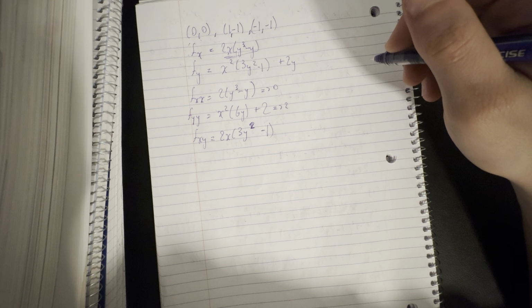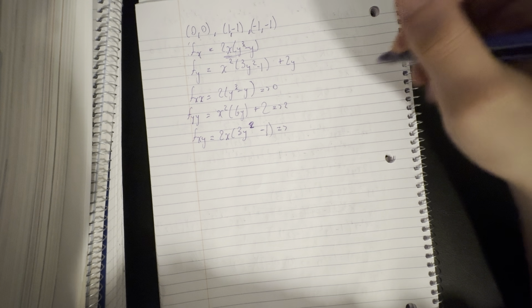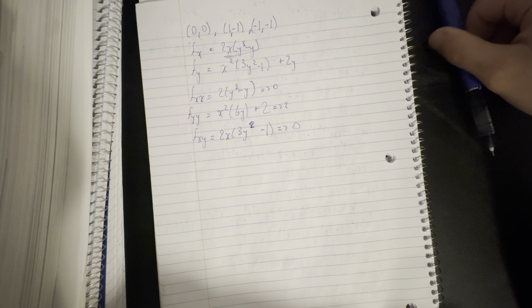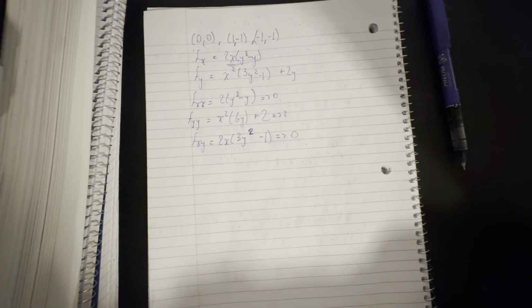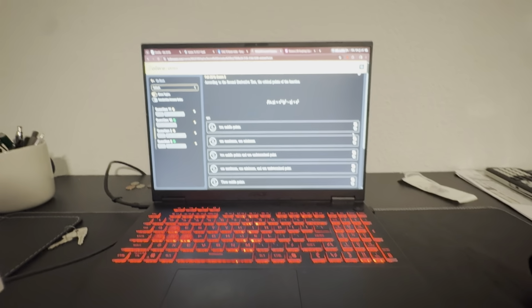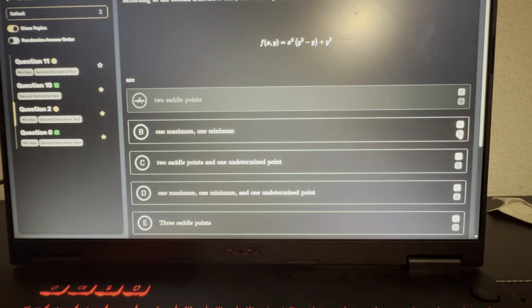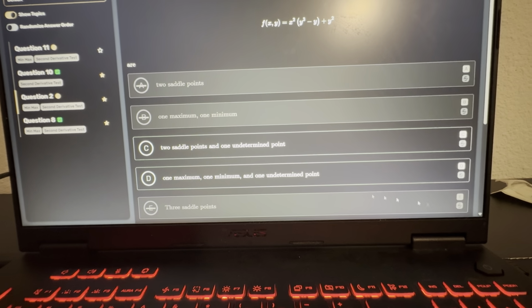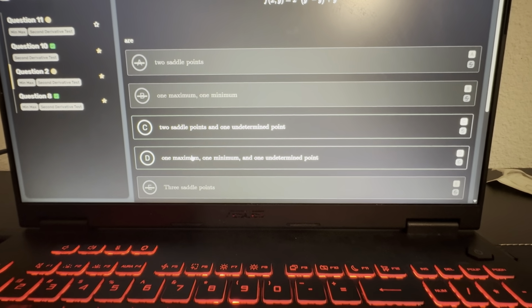And then this guy, he's going to be 0. So you have 0, so it's inconclusive. So 1 point is undetermined. If you look at the options, that eliminates, here, I'll put it a bit closer, that eliminates this guy, not this guy, not this guy, but this guy as well. So do we have 2 saddle points and an inconclusive point, or a min and a max?